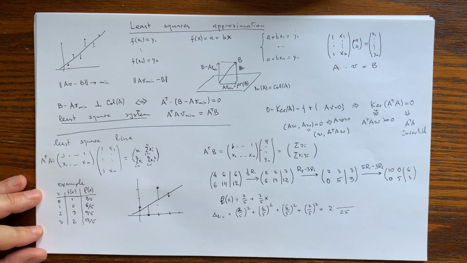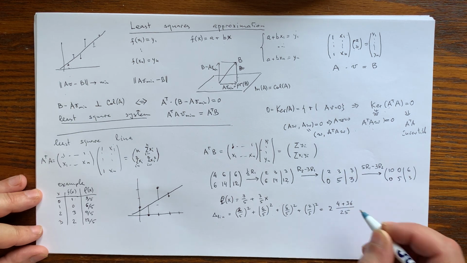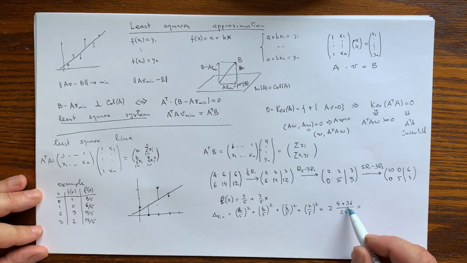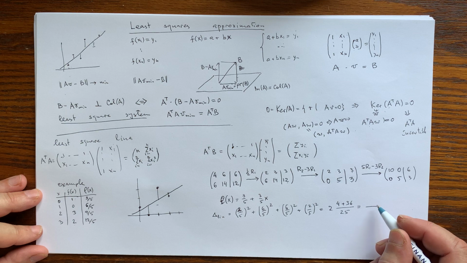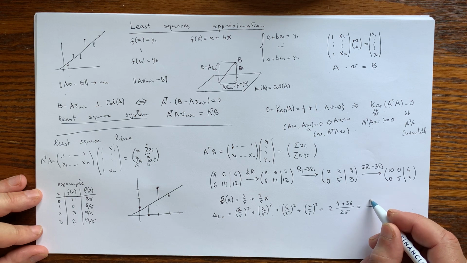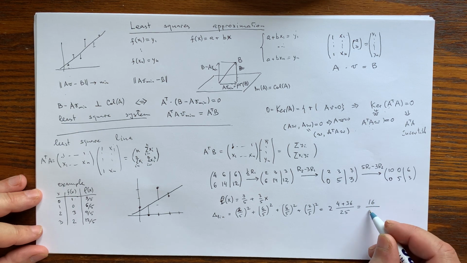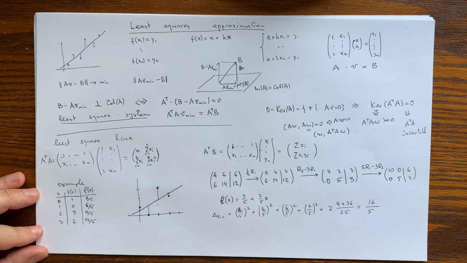25 is the square of the common denominator. And then we have 2 squared and 6 squared, so that is 40. 40 is 8 times 5, so we'll have 16 upstairs, and for cancelling 5 downstairs, we have this answer for the deviation. Why am I computing it?